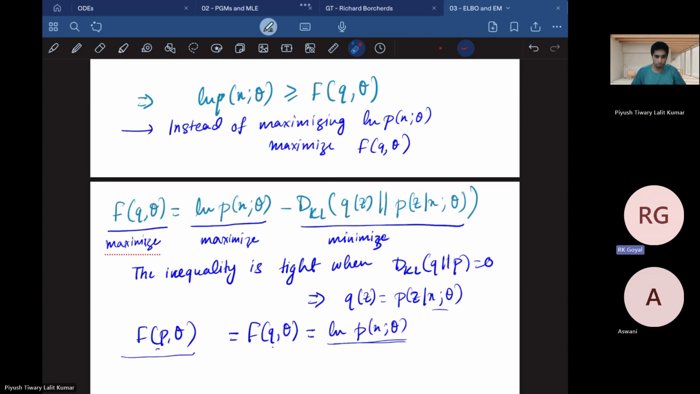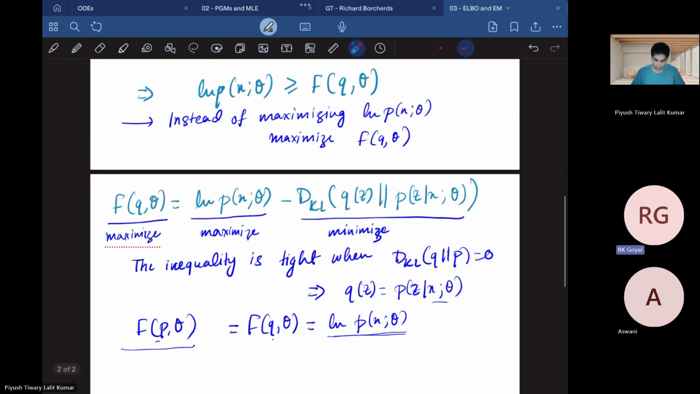Yeah. So I could understand the thing till here, that Q of Z should be equal to P of Z given X and theta, so that F of Q and theta becomes equal to the log likelihood. That's right. But then Q itself is not known, and we took any distribution over Z. So Q was completely unknown. That is why I said that we will substitute Q with this distribution, P of Z given X, theta.